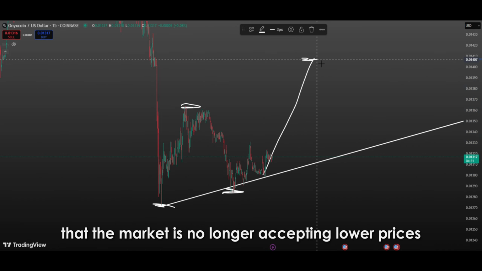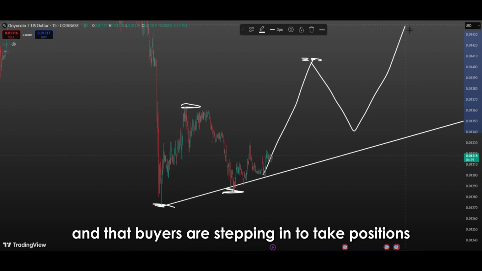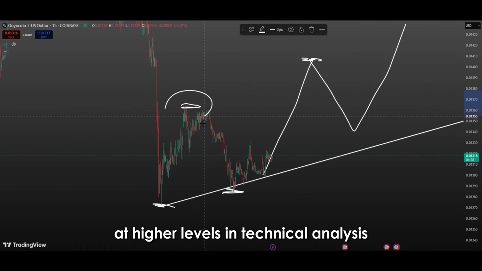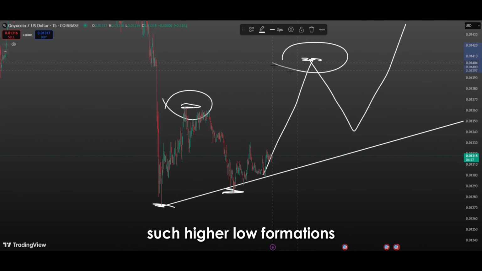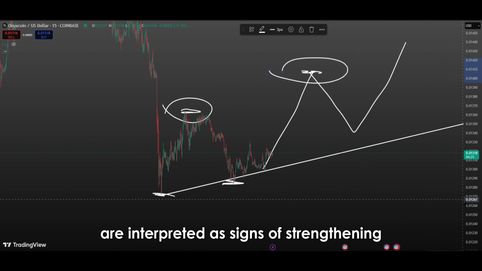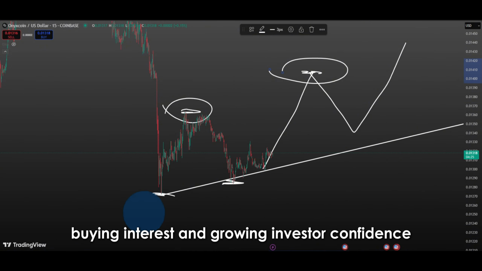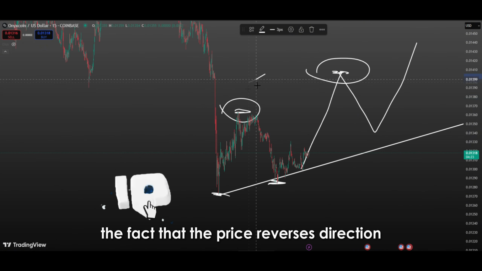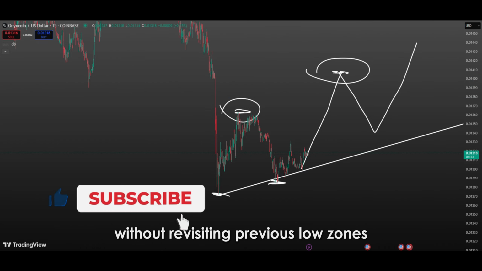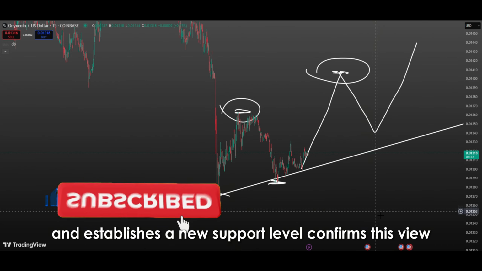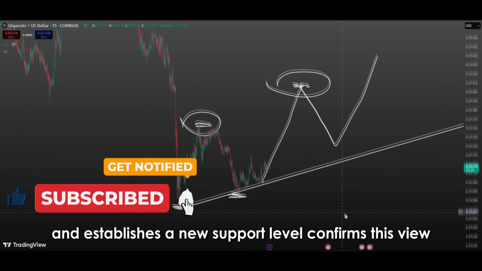This indicates that the market is no longer accepting lower prices, and that buyers are stepping in to take positions at higher levels. In technical analysis, such higher low formations are interpreted as signs of strengthening buying interest and growing investor confidence. The fact that the price reverses direction without revisiting previous low zones and establishes a new support level confirms this view.